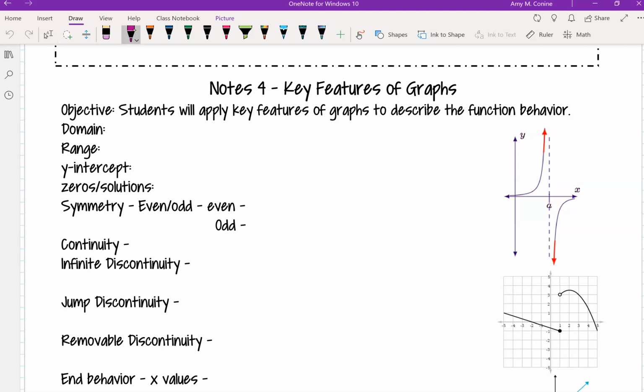Hi everyone. All right, we're going to do notes 4, key features of graphs. So it's a lot of definitions in here. So domain and range we talked about. Those are your x values and y values.